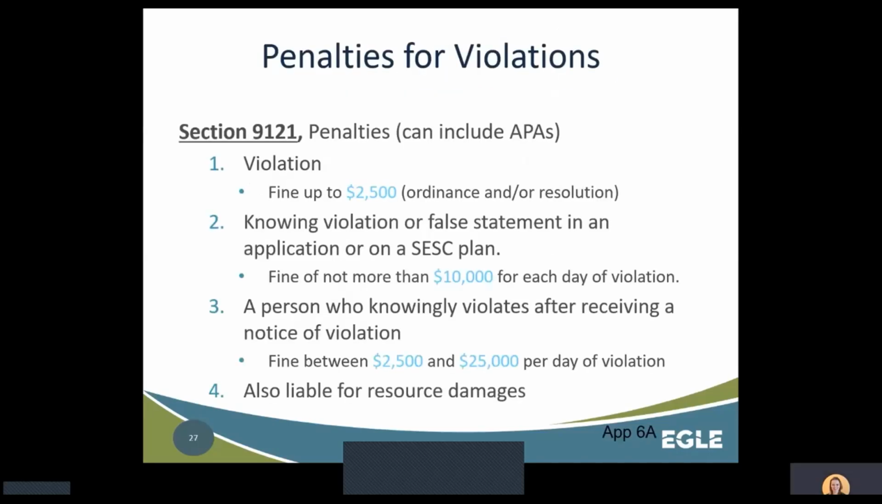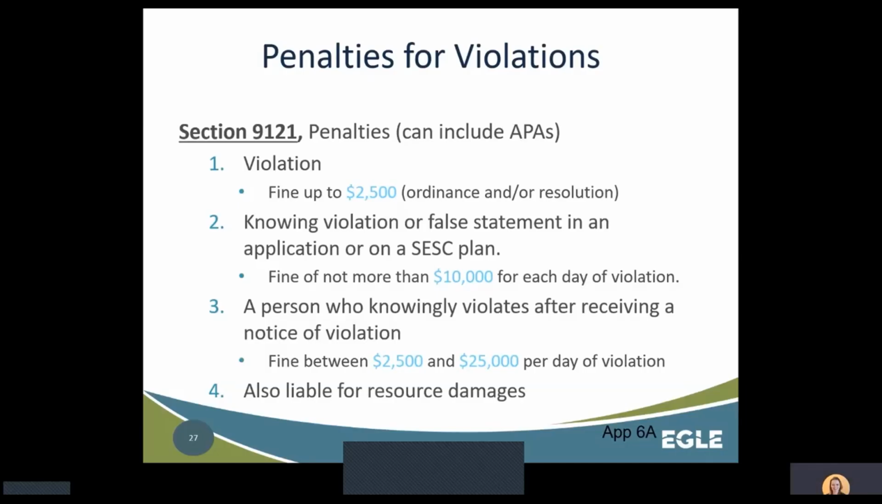These are the maximum penalties set by law. The enforcing agency may set up a fee schedule within what is defined in Part 91, but it cannot exceed it. The landowner may be fined up to $2,500 for violations of Part 91. A person who knowingly violates Part 91 or knowingly makes a false statement in a permit application or SCSC plan is responsible for a fine of not more than $10,000 for each day of violation.